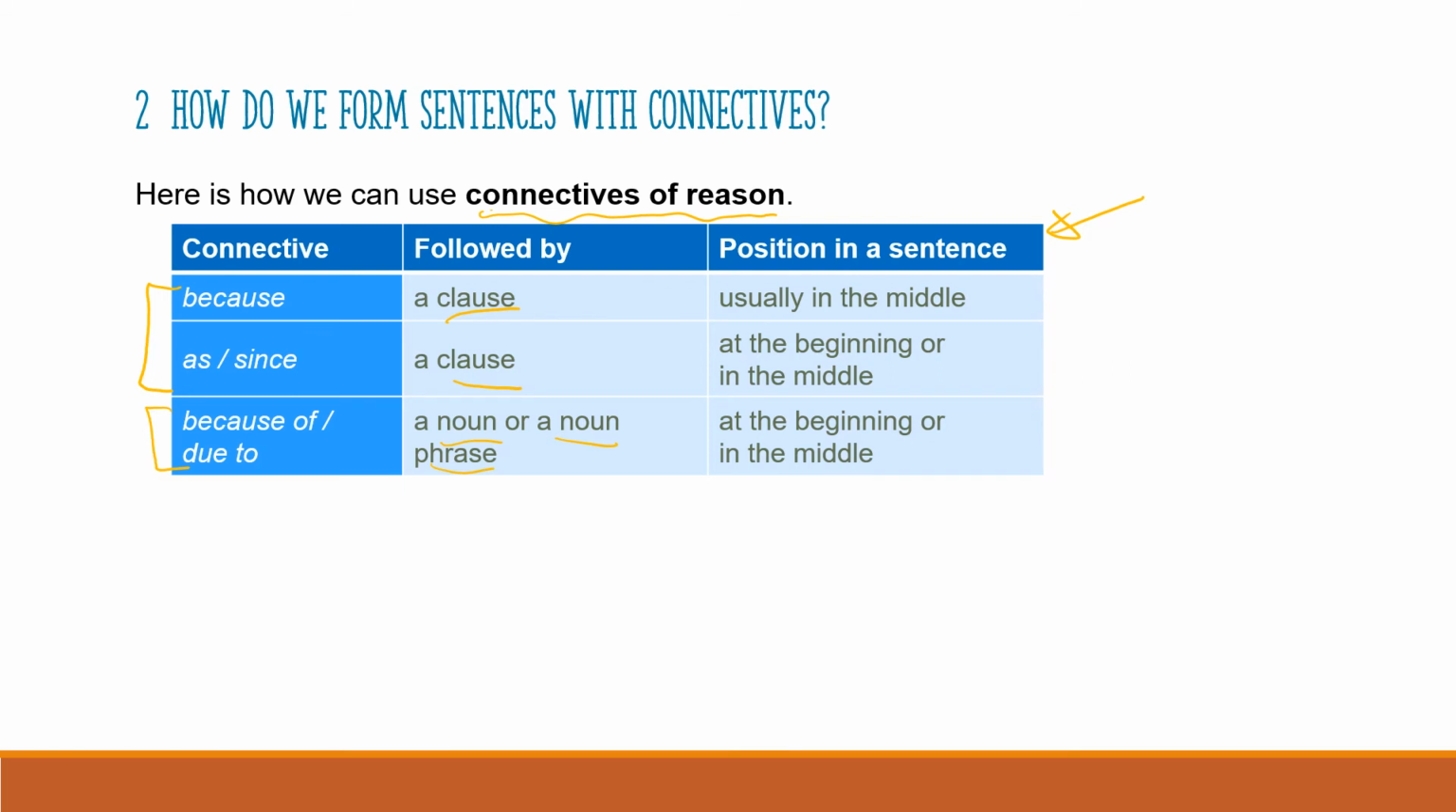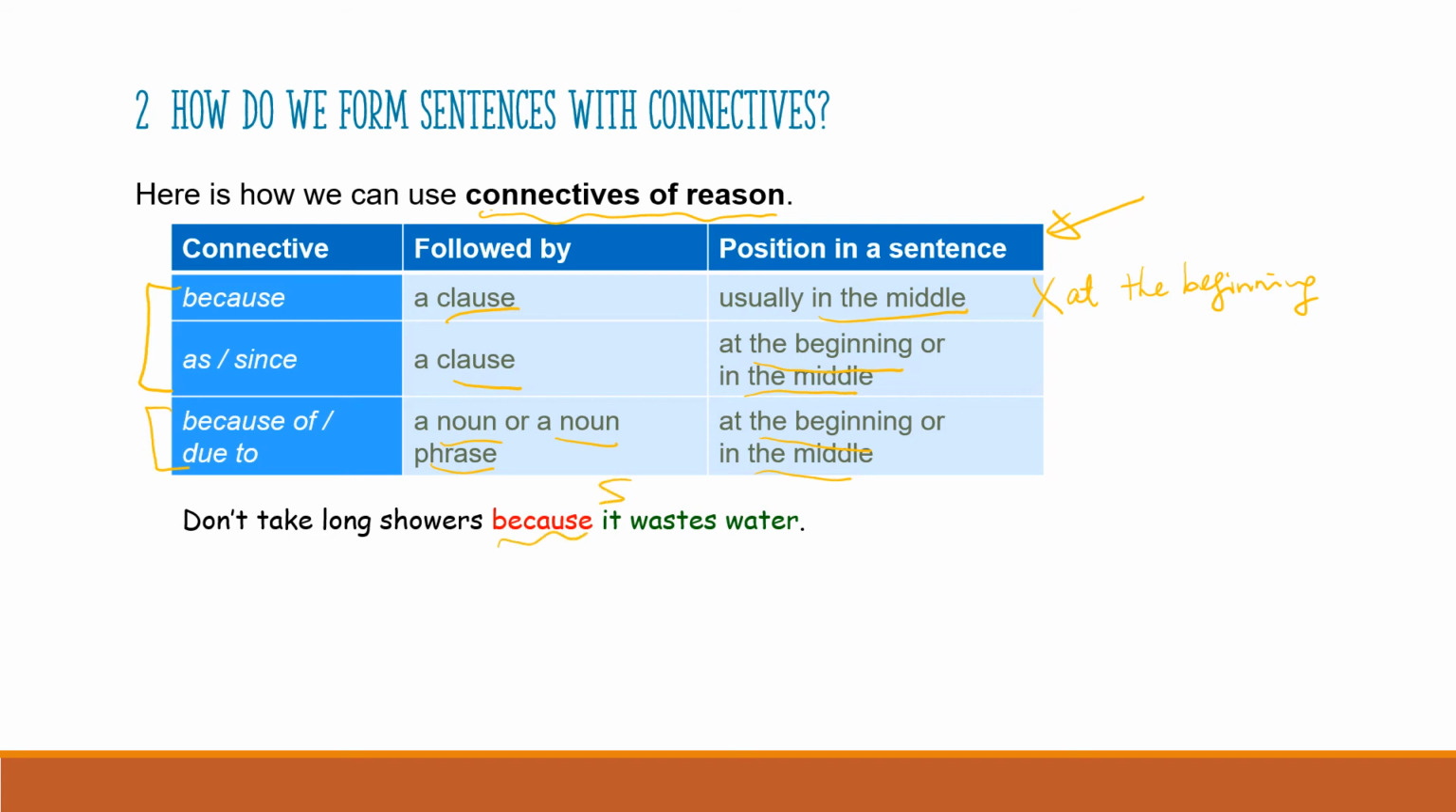For the word because, it is usually in the middle of a sentence and we seldom use it at the beginning of a sentence. For as or since, we can either use it at the beginning of the sentence or in the middle of the sentence. For because of and due to, we can use it either at the beginning or in the middle of a sentence. Here are some example sentences. Don't take long showers because it wastes water. After the connective because, we use a clause with a subject and a verb. We do not use because at the beginning of a sentence.